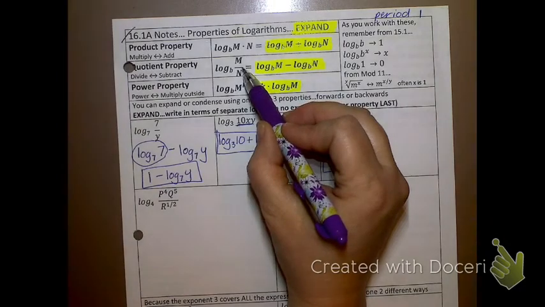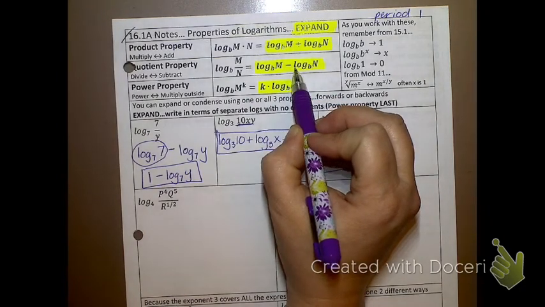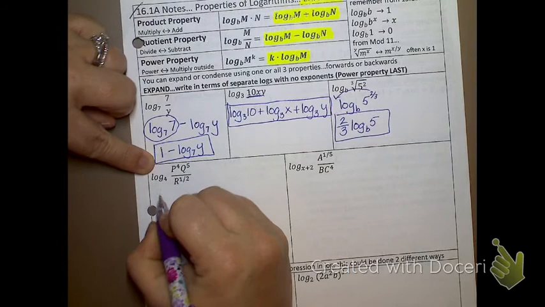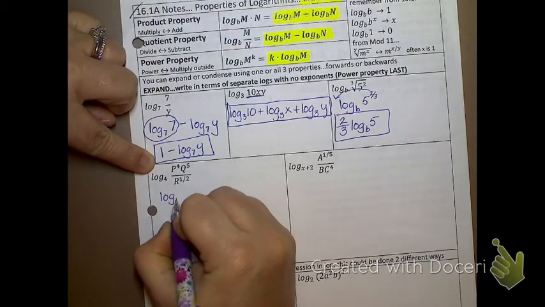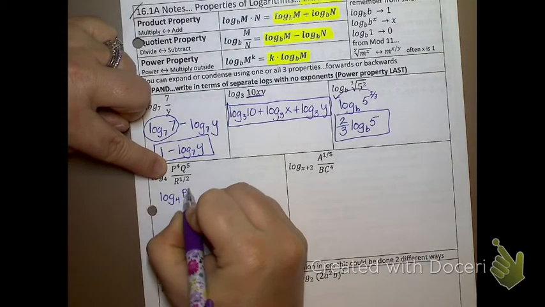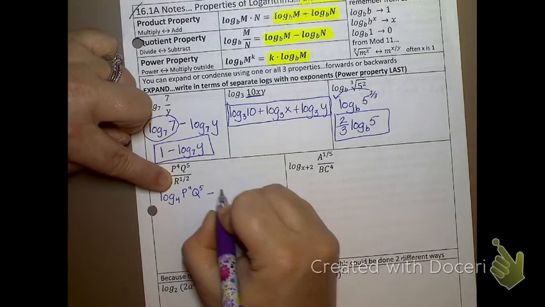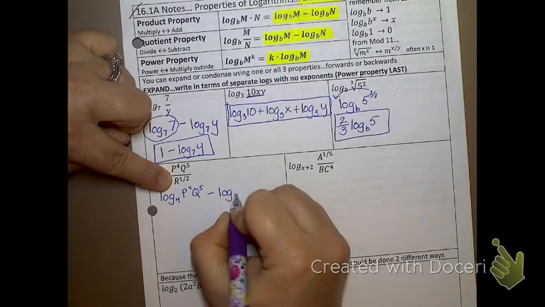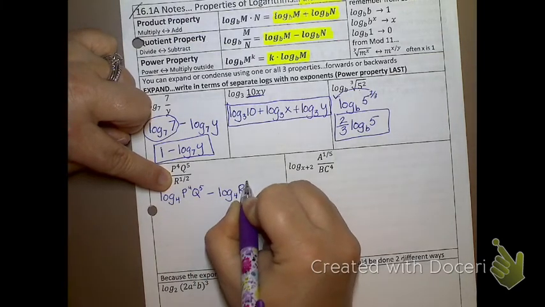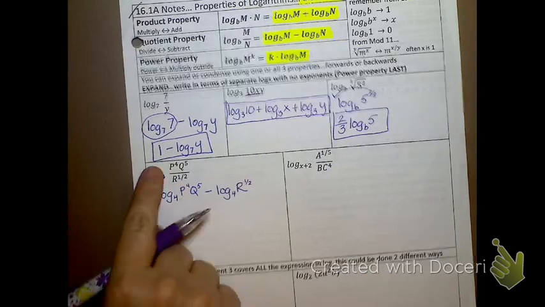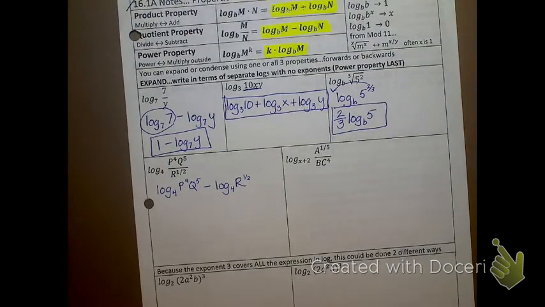So which one deals with the fraction? The quotient. And that tells me that division becomes subtraction. So I'm going to separate it and say that the log with the same base of the top, which is P to the 4th, Q to the 5th, minus the log of the bottom is the first step in our expansion here. I've gotten rid of the fraction. Are you sort of okay with that? Okay.